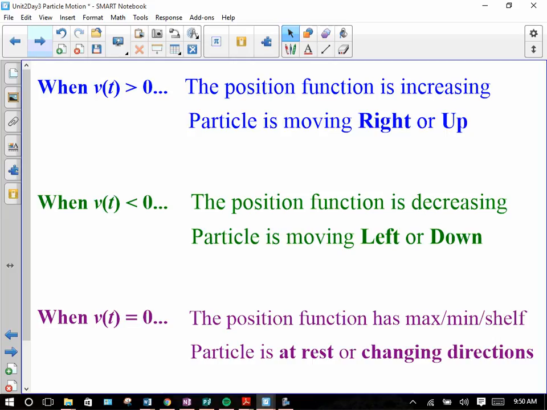What we're going to do is look at a couple of examples, and we may have some time to work on some homework in class. But what we want to do is take a function, take a graph of that function, and begin to answer questions about what's going on with a particle.